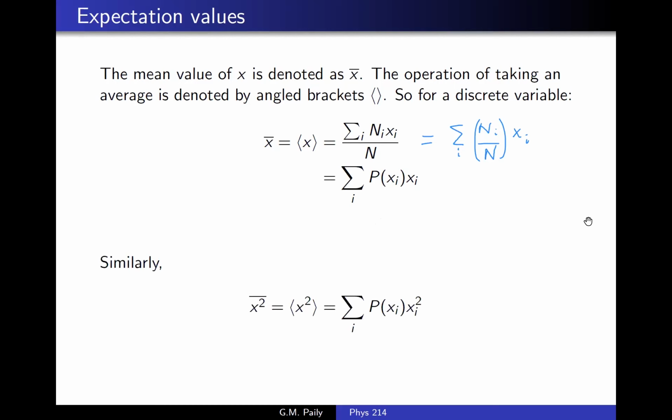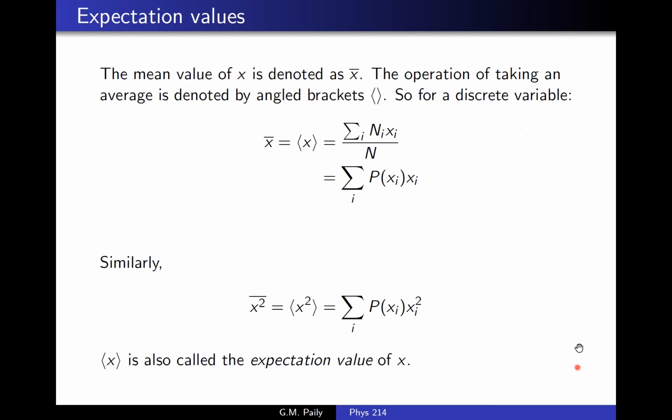Similarly, if we wanted the average value of some other function, say x squared, then we take the average of x squared, and that is simply the sum of the different xi squareds weighted by the probability of each of those results. Another name for the average value of a certain function is the expectation value. So here we talk about the expectation value of x. This would be the expectation value of x squared, and so on.